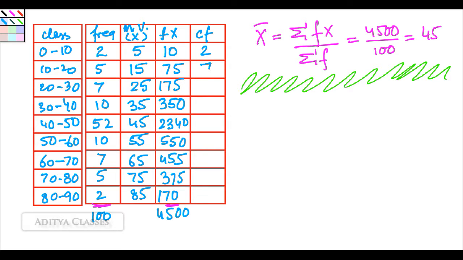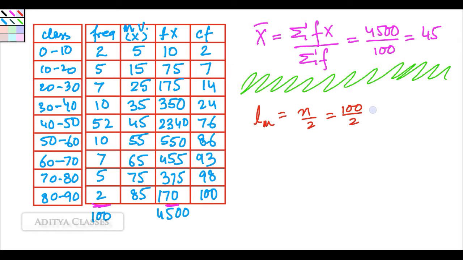2 and 5, 7, 14, 24, 76, 86, 93, 98 and 100. Now from this CF, first of all, I'll try to extract the location of median. What is the location of median? Our n is 100. So let us go ahead with n by 2, that is 100 by 2, that is the 50th element.